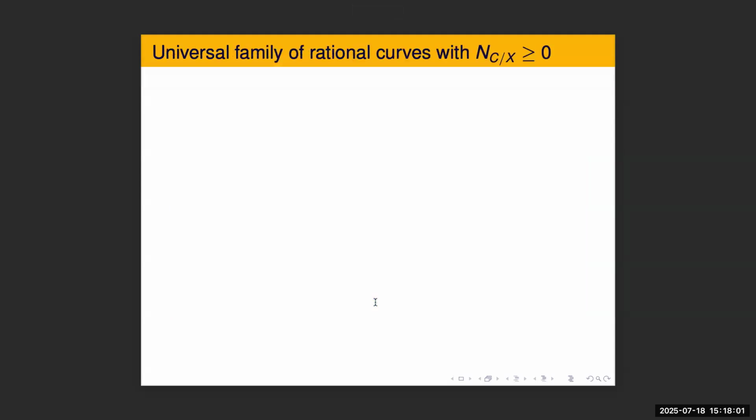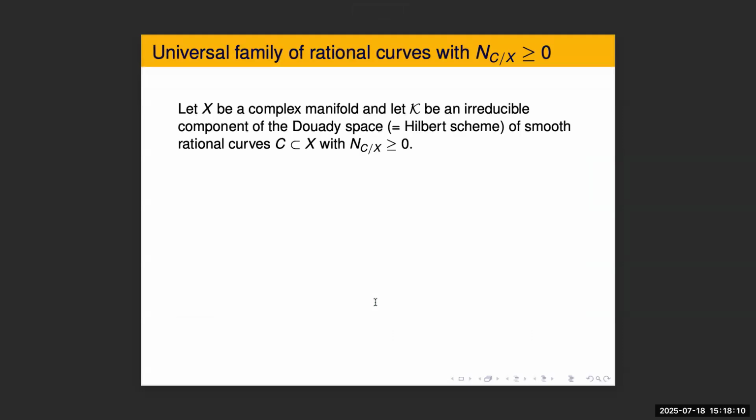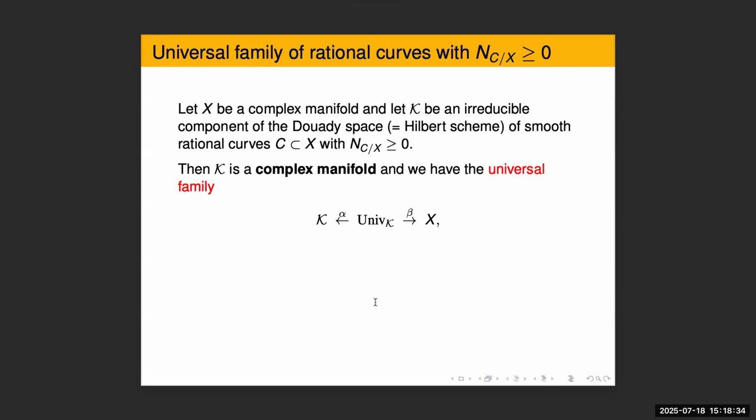For this, you have to look at a universal family of rational curves with semi-positive normal bundle. So let X be a complex manifold, and let K be an irreducible component of the duality space, which is the same thing as the Hilbert scheme in complex geometry, of smooth rational curves with a semi-positive normal bundle. Then the semi-positive normal bundle implies that the duality space K is smooth. So it is a complex manifold.